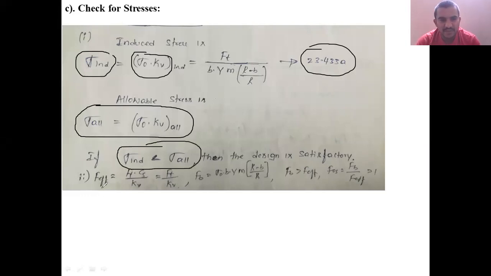Similarly, effective force and bending force. Effective force is Ft by KV, and bending force is again a modified form of 23.433a by omitting the KV value. Then you get the bending load of the tooth. Check that the effective force is less than the bending force, then the design is satisfactory. This is the way to check the stresses.